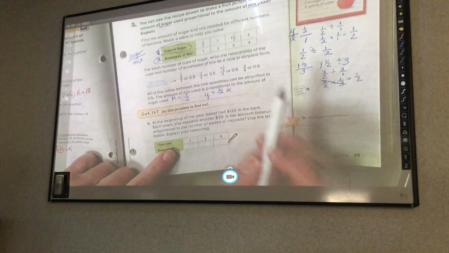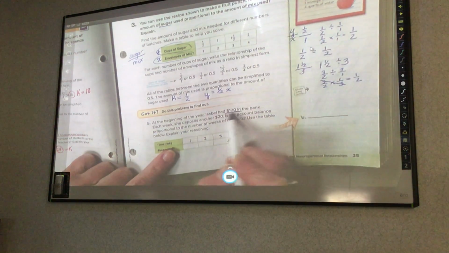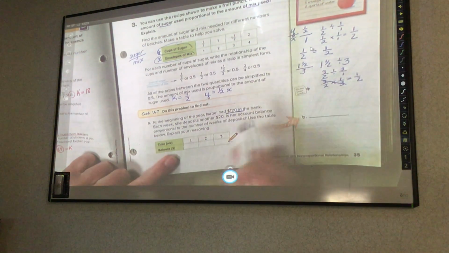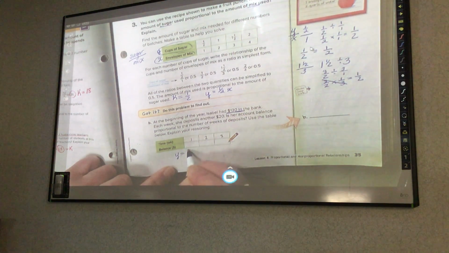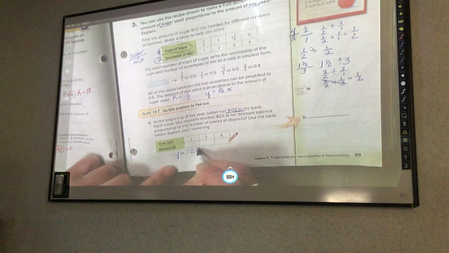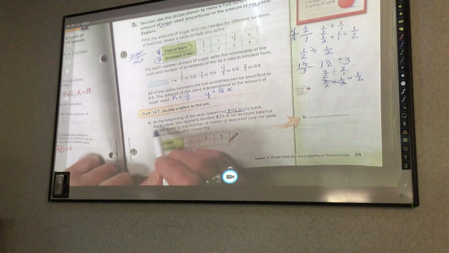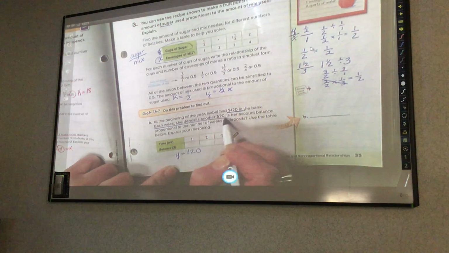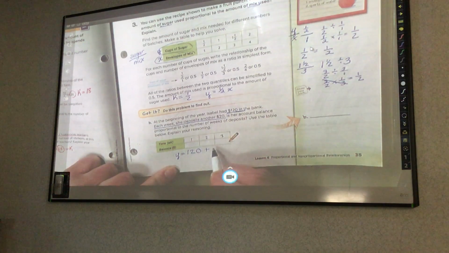To start this, it is best by making an equation. Okay? So it says, at the beginning, she starts with $120 in the bank. So I have to start my equation with $120 in the bank. Then each week, I deposit 20, so then it'd be plus 20 times the number of weeks.